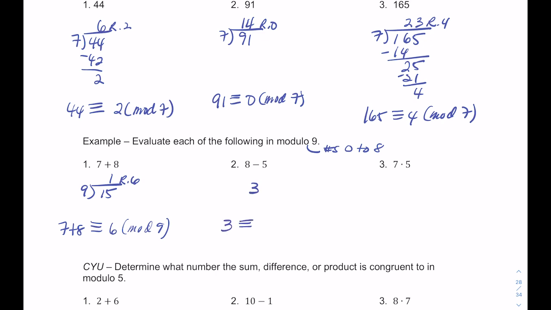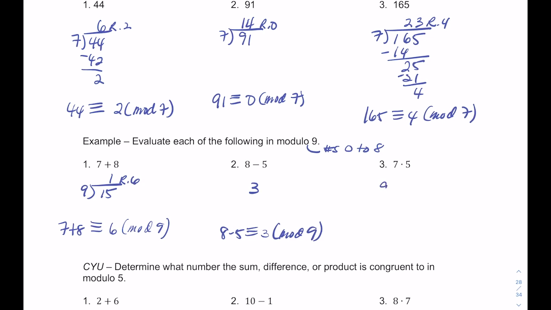3 is congruent to... 8 minus 5 is congruent to 3 modulo 9. 7 times 5 is 35. That's certainly not between 0 and 8.